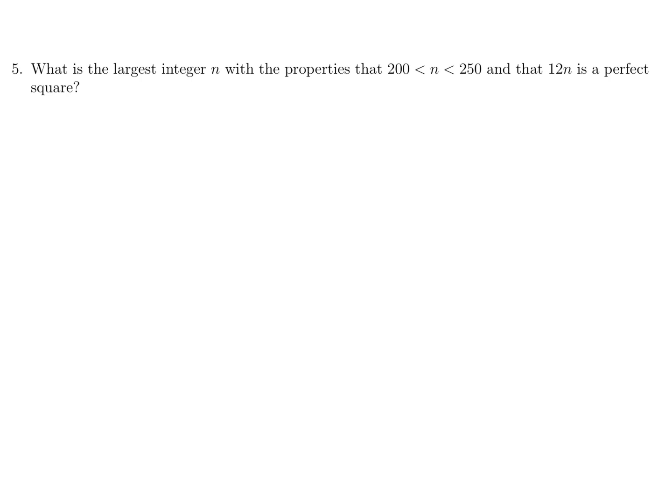What is the largest integer n with the properties that n is between 200 and 250 and that 12n is a perfect square? N is between 200 and 250, and 12n is a perfect square. So 12n, they're saying, is some perfect square. So let's just call it m squared.